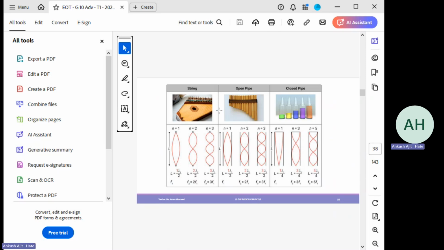This is for the string, open pipe, and closed pipe. Remember one thing: for a string it is 1, 2, 3; for an open pipe 1, 2, 3; for a closed pipe it is 1, 3, and 5. Okay, if you do this now, it will be much easier for you. It will be very clear for you all.